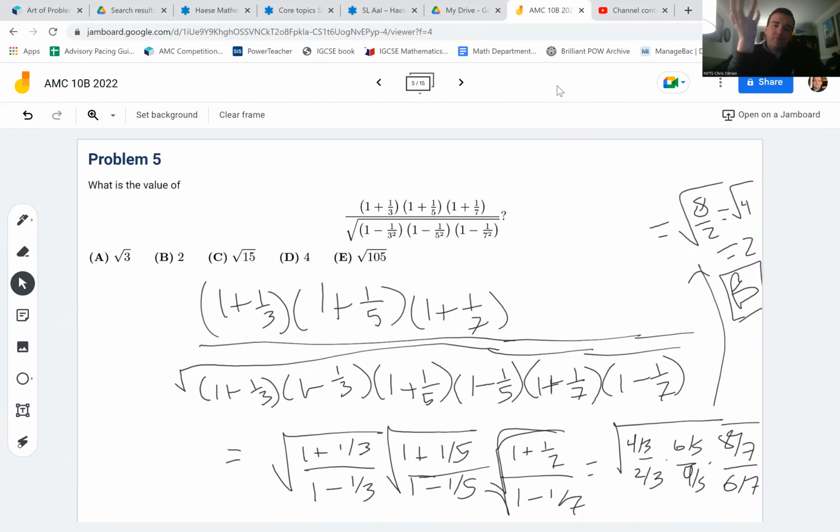So basically, they ask you what is the value of 1 plus a third times 1 plus a fifth times 1 plus a seventh, divided by the square root of 1 minus a third squared times 1 minus a fifth squared times 1 minus a seventh squared.